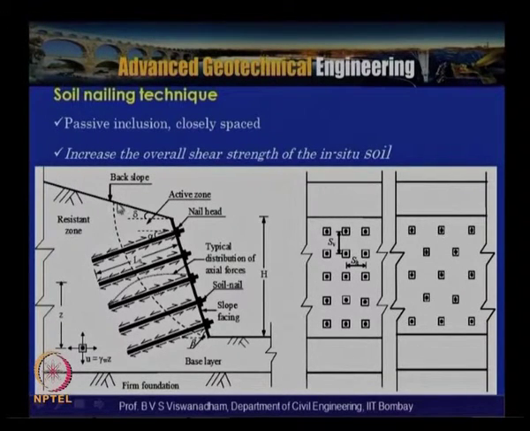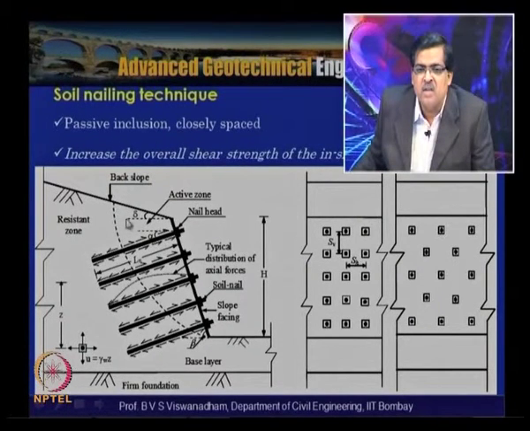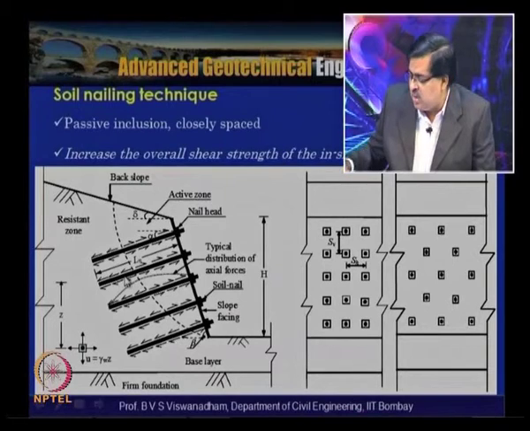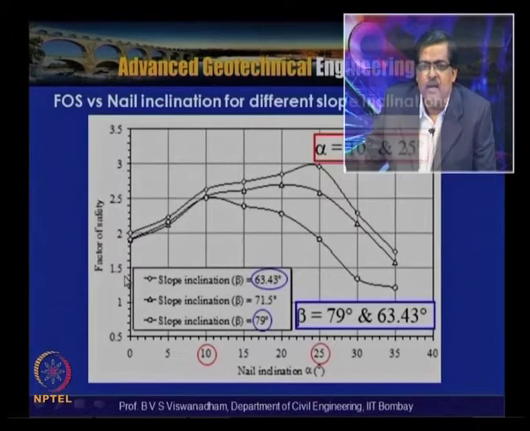And with the mobilization of slope movements in the active zone, the forces of tension, shear and bending are mobilized in these nails, and the resistance is developed the way it is shown here. When there is an increase in the groundwater table within the slope, either due to rainfall or water infiltration, there is a possibility that the forces in the nails get enhanced.